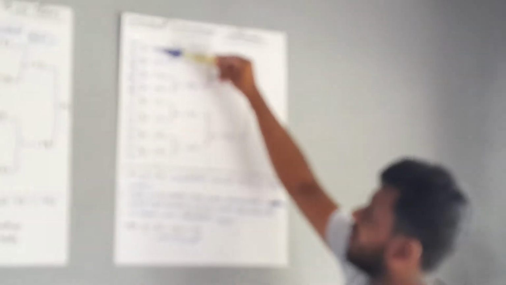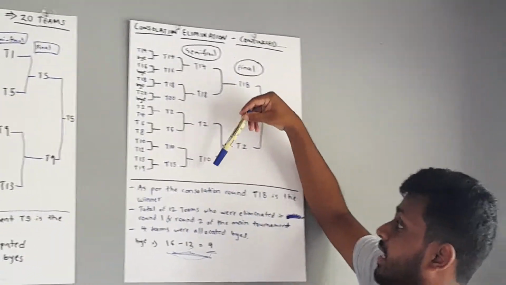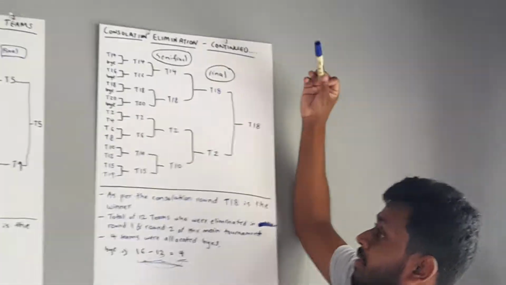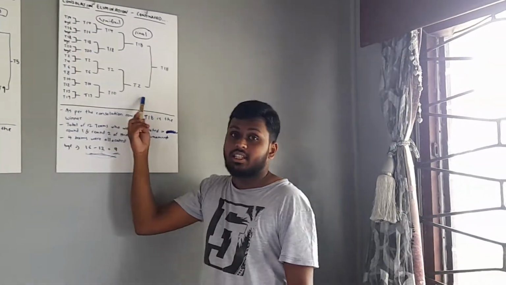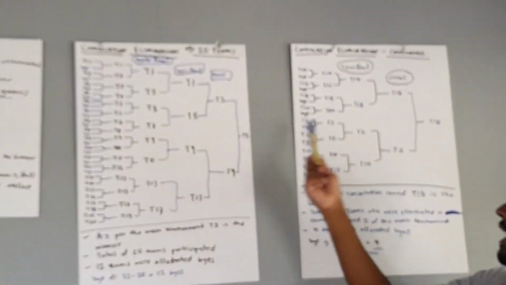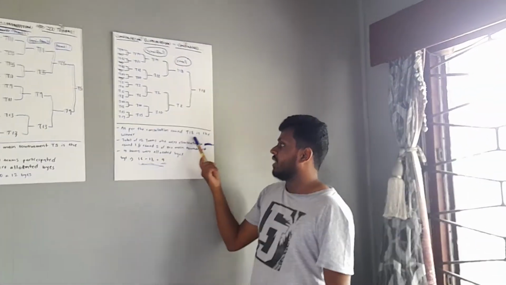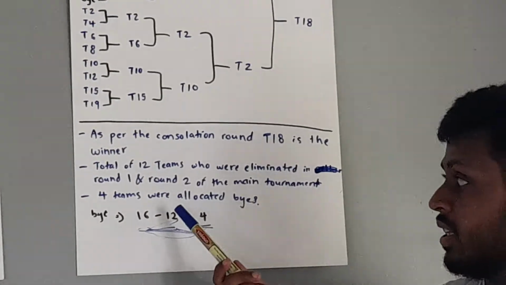Basically this is like a quarter final with 8 teams, right? Then 14 wins over here, 18 wins over here, 12 wins over here, 2 wins over here and 10 wins over here. So this is our semi-final. Team 18 and team 2 go to the final and team 18 wins. Now team 18 is our consolation winner. Team 5 is our main winner and team 18 is our consolation winner. Right, so as per the consolation tournament, team 18 is the consolation winner.